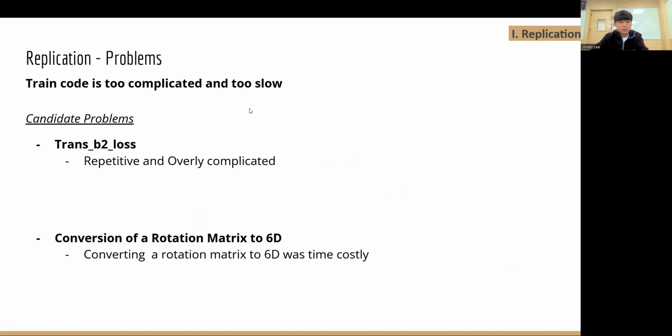First, we found out that the Trans B2 loss was very repetitive and overly complicated. And also, we found out that the process of converting a rotation matrix to a 6D vector was so time costly. So we changed them. We decided to use MSE loss and just use the rotation matrix itself rather than changing it to 6D. With these changes, we made some modifications to the original training code and newly trained the model.